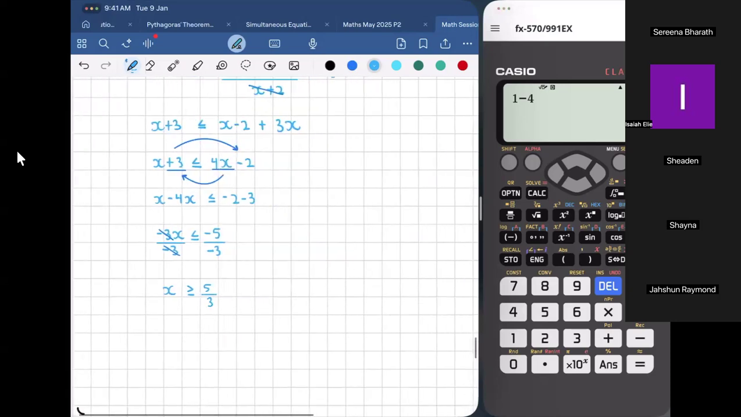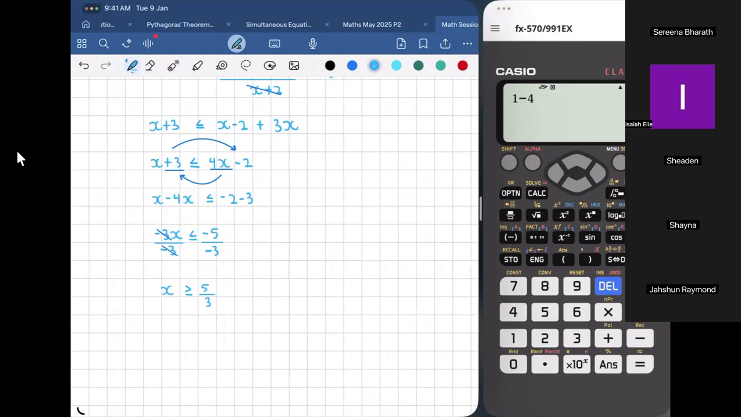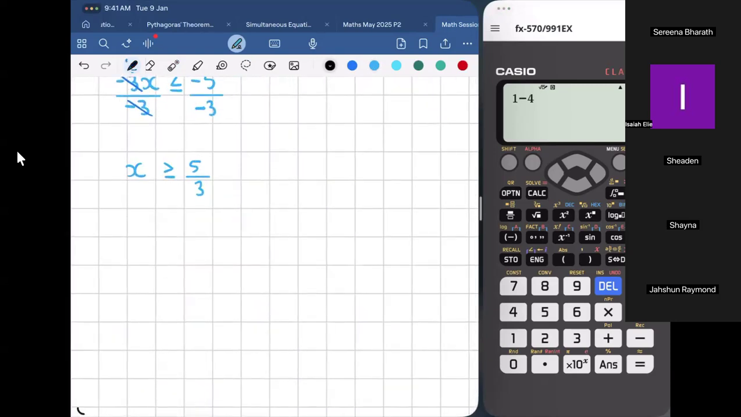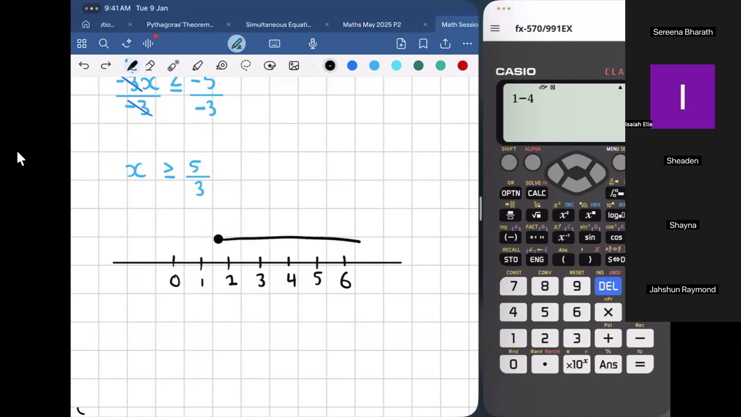Understand? Yes. Perfect. And the number line for this should be the number line. 0, 1. So 5/3, or 1 and 2 thirds, is between what numbers? 1 and 2. Yeah. So that would be right here. And since it is equal to, you have to make a solid circle, right? So we good?